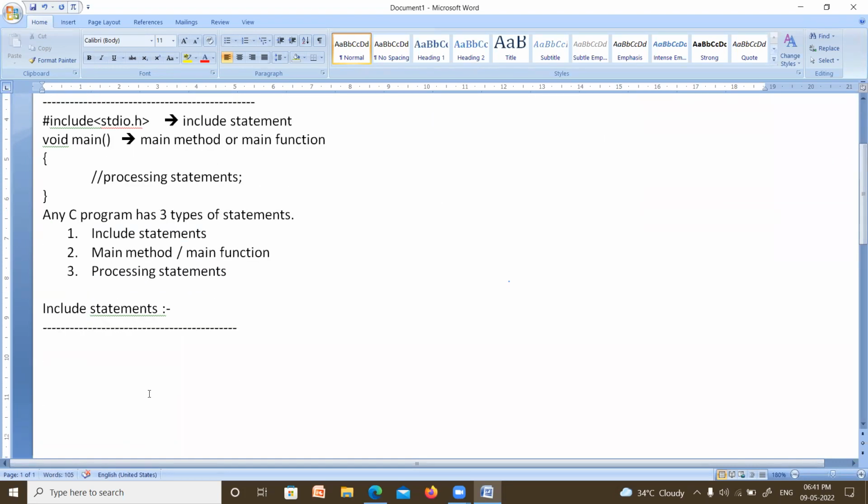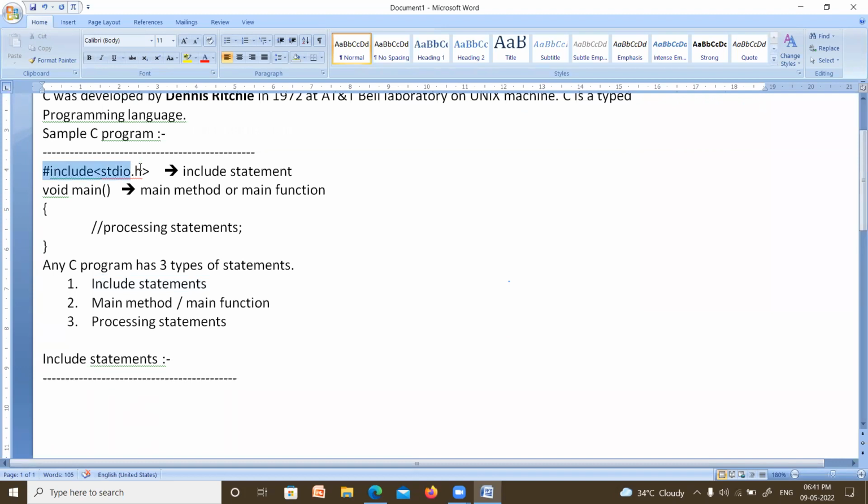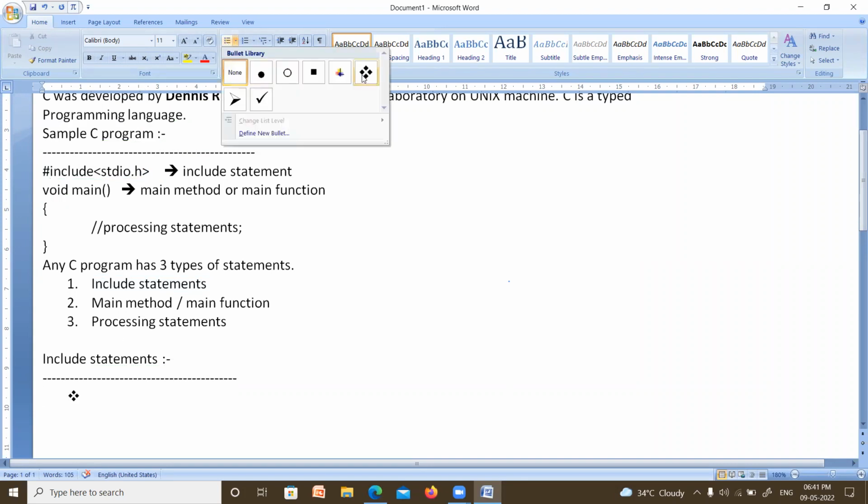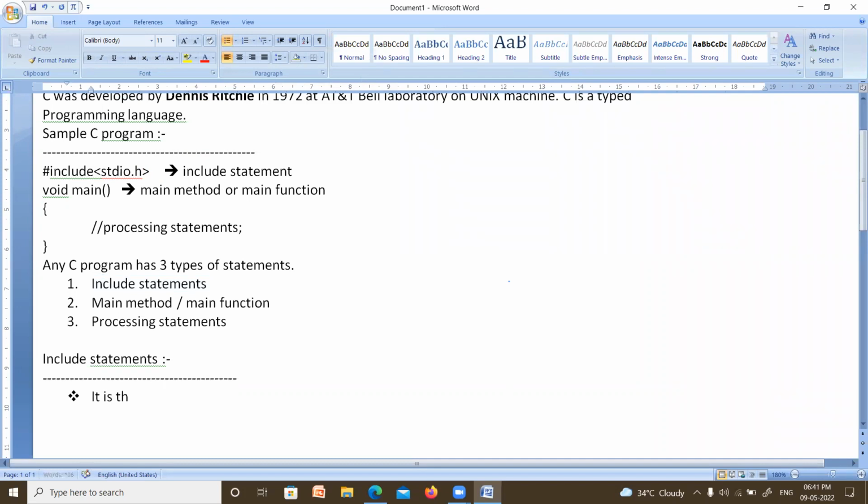Include statements. You have to write include statements at the top of the program. It is called the first statement in any C program. It always begins with a hash symbol. The name of the symbol is hash symbol.